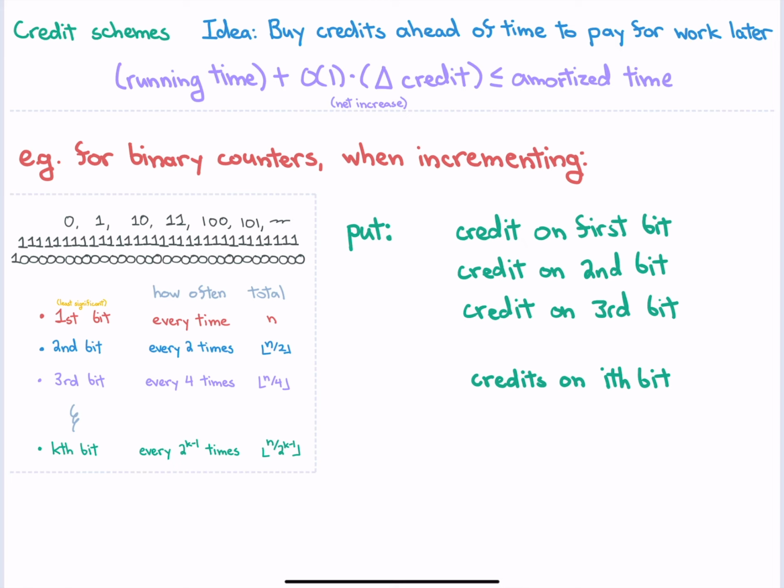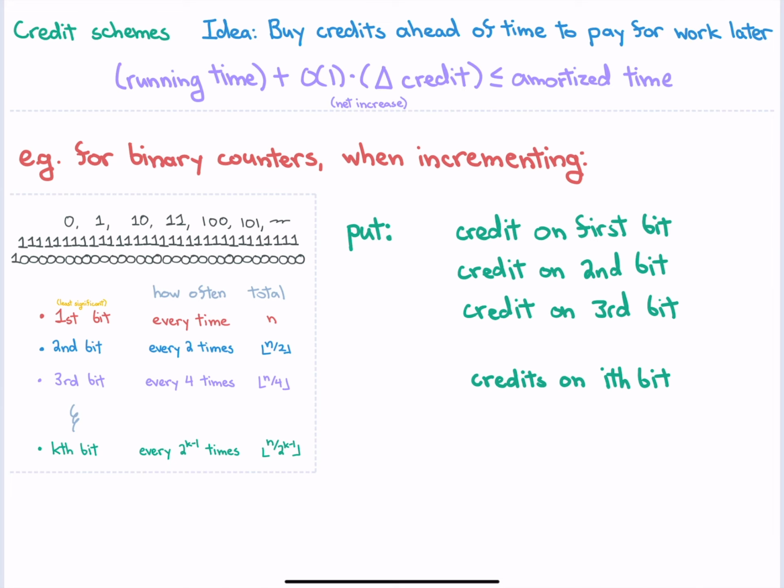Here's how I've structured it. I've left some space for you to fill in. When I increment something, I'm going to buy a bunch of credits to pay for operations later. I'm going to imagine actually placing the credits on various bits so they can be used to flip the bit later, and they could be fractional amounts.